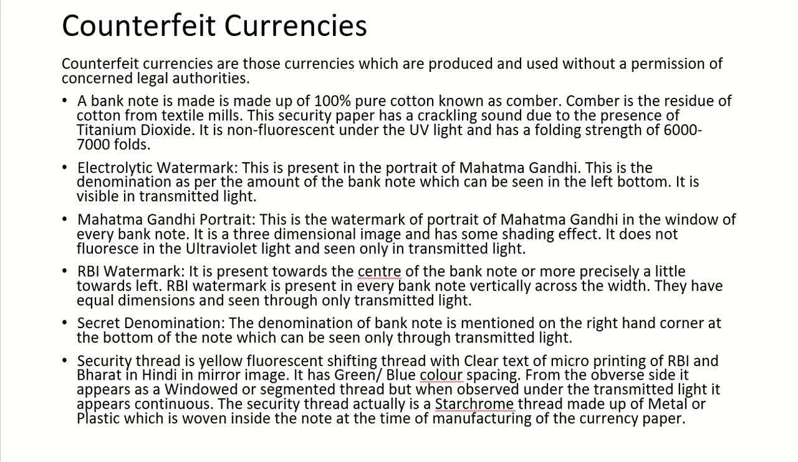Counterfeit currencies, these are produced without the permission of legal authorities. So, to identify counterfeit currencies, we must know what are the characteristics of the original currency notes. So, original currency note or a bank note is made up of 100% pure cotton known as comber. Comber is the residue of cotton from textile mills, and this security paper, the bank note, has crackling sound because of the presence of titanium oxide. Currency note are non-fluorescent under UV light, and the folding strength of banknotes are 6,000 to 7,000 folds.